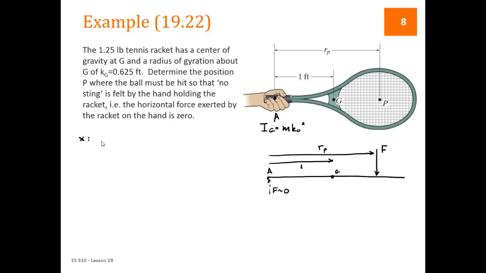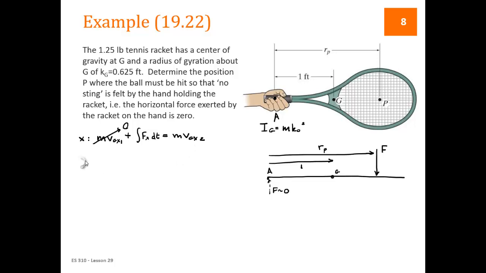In the x direction, we have mass times velocity of G1 x, plus the integral of all the forces in the x direction dt, is equal to mass times the velocity of the center of gravity in the x direction 2. So this is 0 because it starts at rest. We know the mass, but we don't know any of the other things, so let's leave that for now.